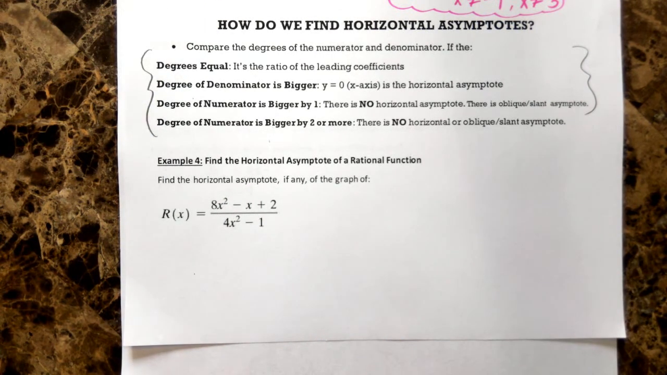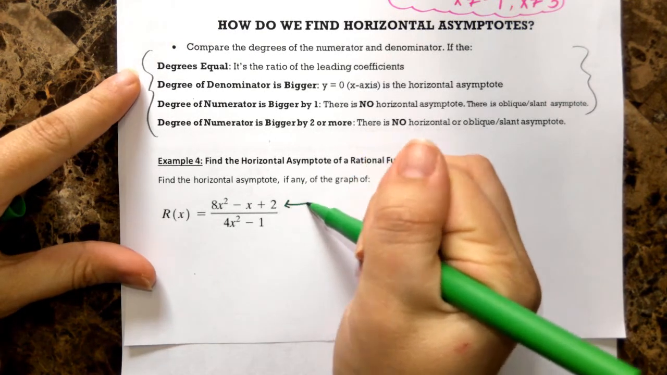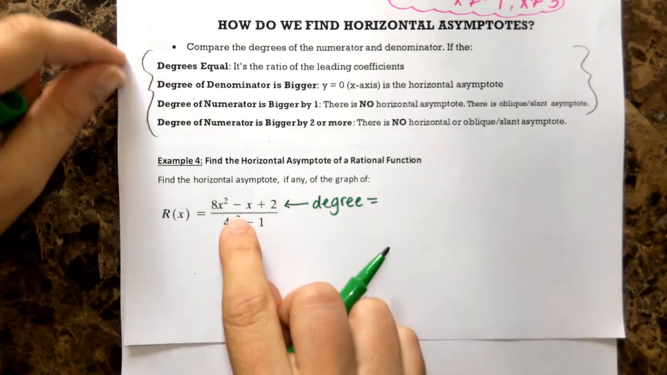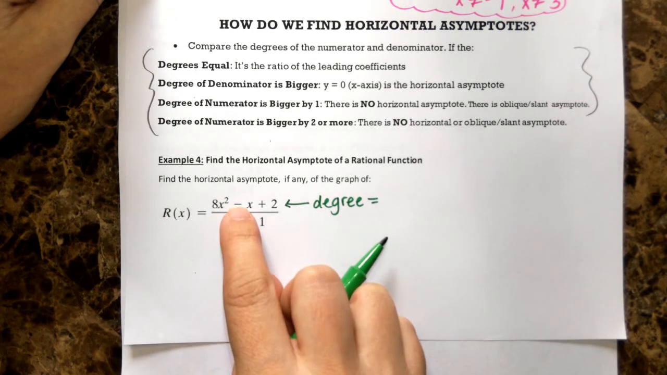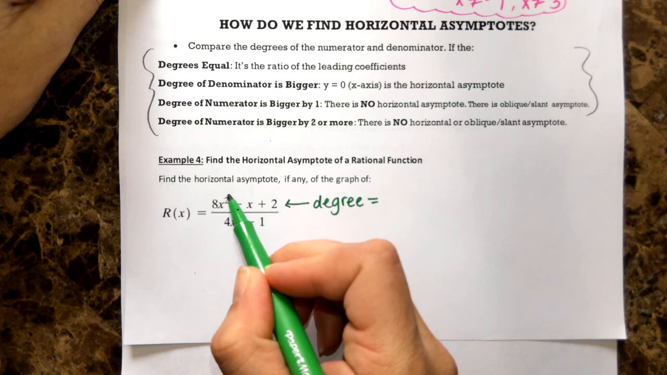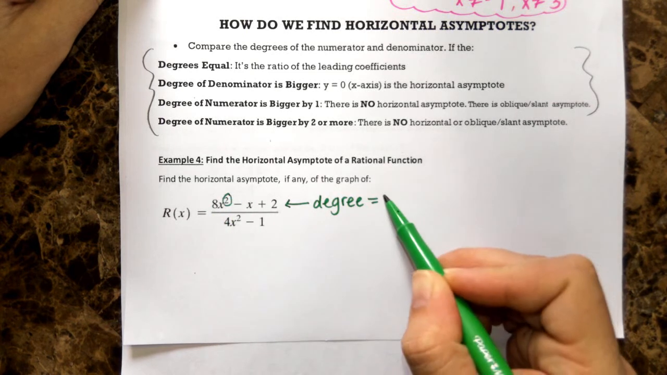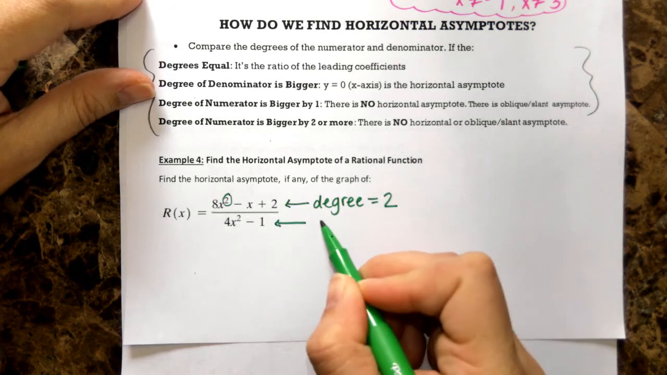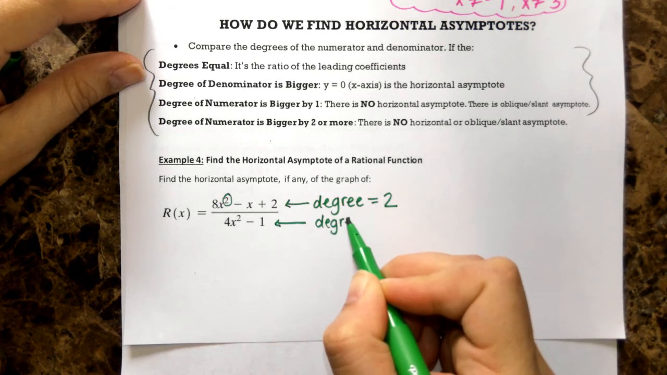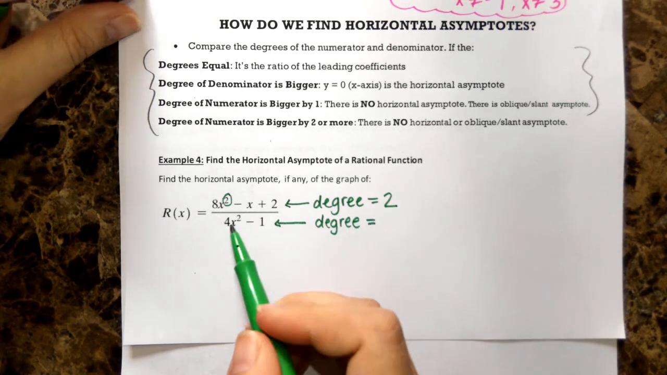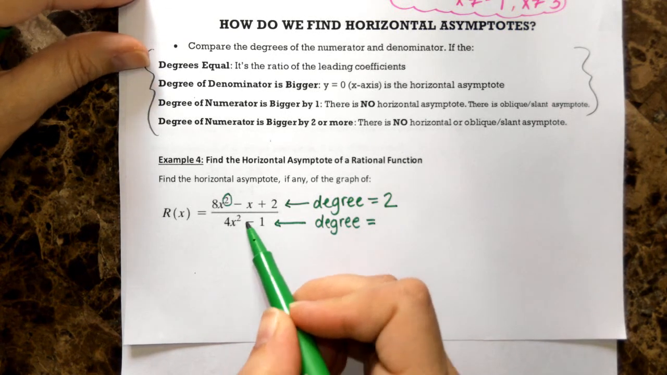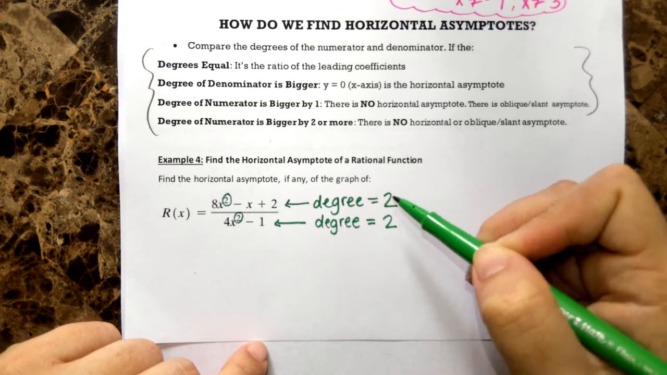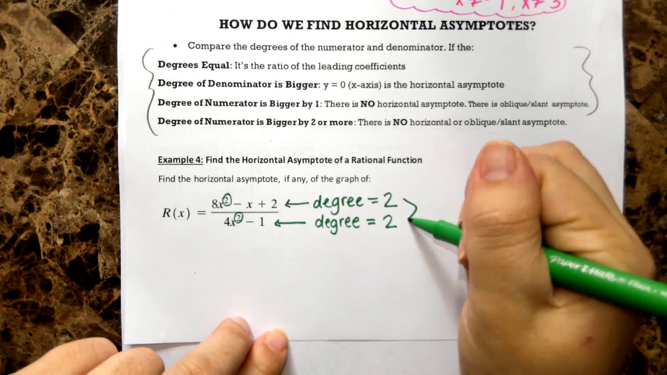The first thing I want us to do is figure out the degree of the numerator. Remember, degree just means the highest exponent of x. In the numerator, we have x squared minus x plus 2. The highest exponent is a 2, a second power, so the degree is 2. Now let's look at the denominator and identify its degree, the highest exponent of x, which is also x to the second power. So the degree is also 2. These two numbers are the same. The degrees are equal.